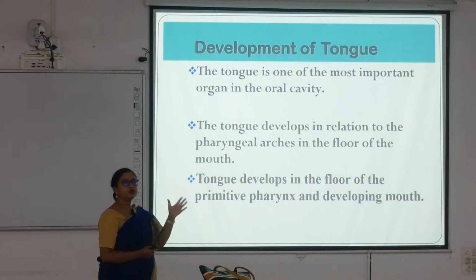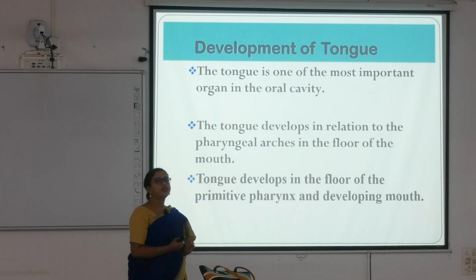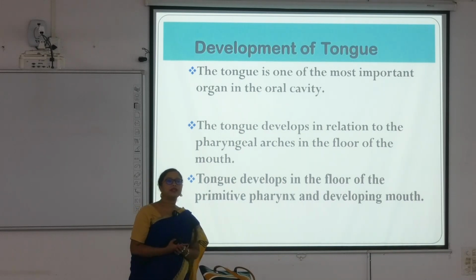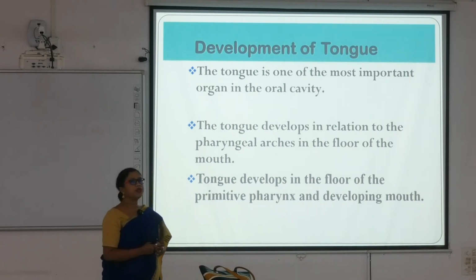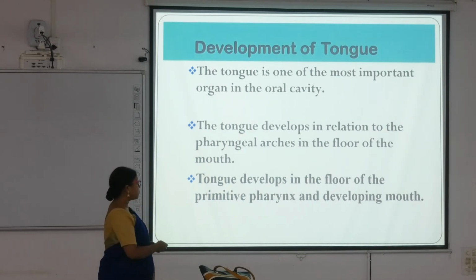What is behind? Behind there is the pharynx. The posterior wall will get what? Oropharynx, right? And where is it situated? The tongue is situated in the floor of the oral cavity. Now write it down: it will develop from the primitive pharynx and the developing mouth. So it is a midline structure between the primitive pharynx and the developing mouth.